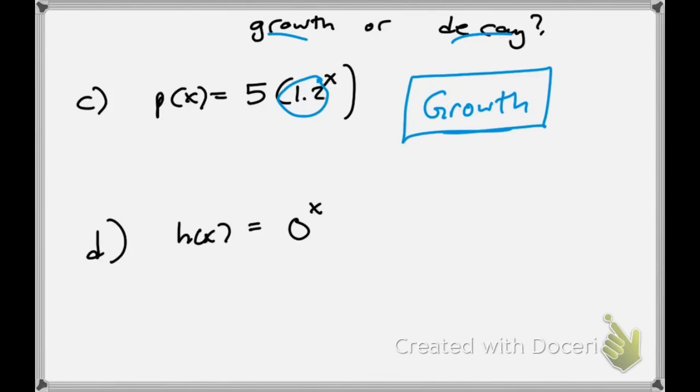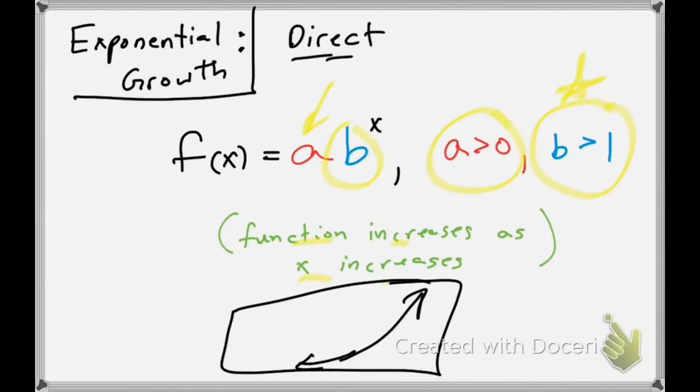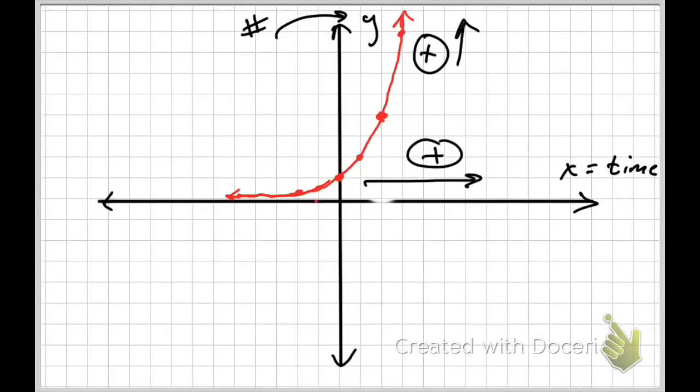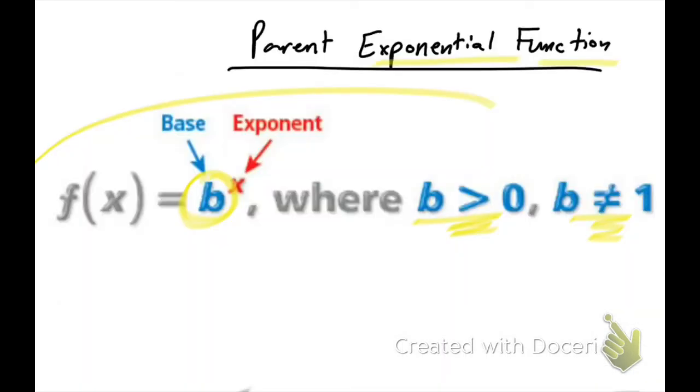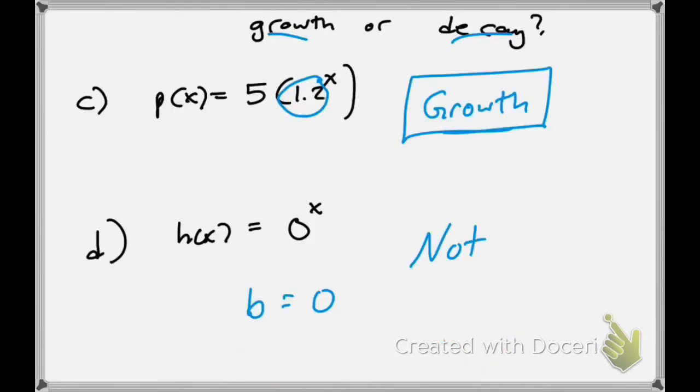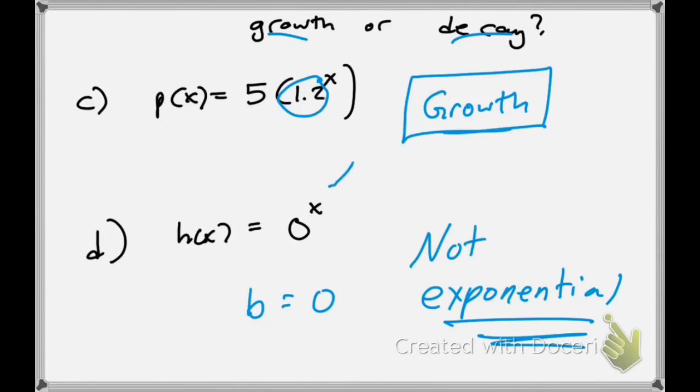Example D, is this growth or decay? Well, what's b? b is equal to 0, so since b is equal to 0, it does not satisfy the initial definition of exponential, so this actually is not even an exponential function. Even though the variable in the exponent is an x, this is not an exponential function because my base is not greater than 0. So just something to watch out for.